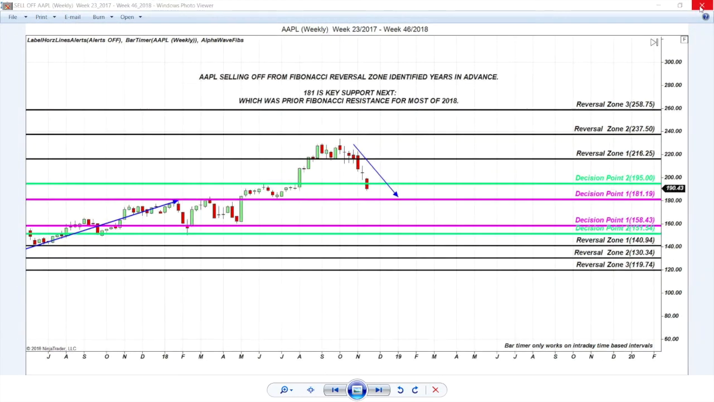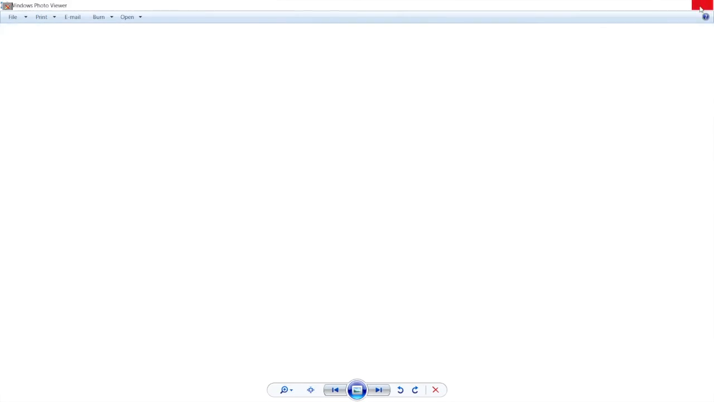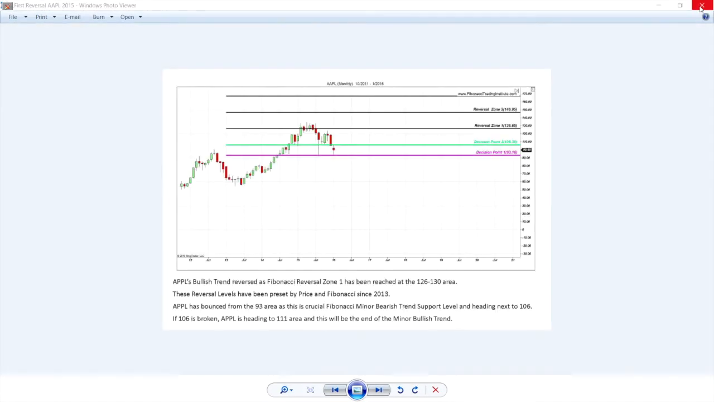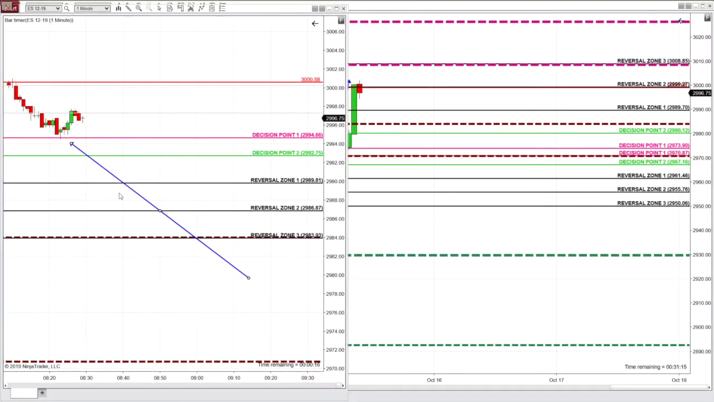And this is S&P now. Identical level as when Apple was at 93. Identical support and counter trend target.